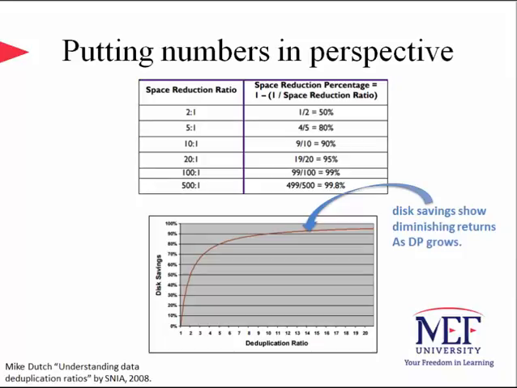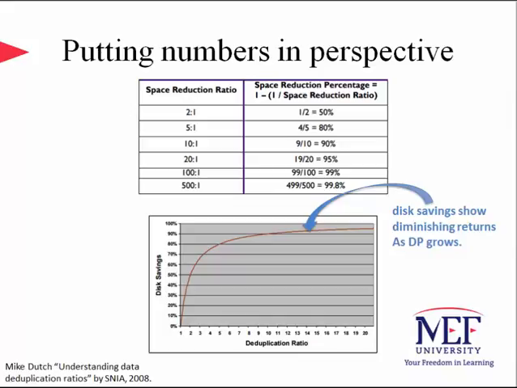So let us put some numbers in perspective to understand what these numbers mean. Here's a table: the left column shows the deduplication ratio, and the right column calculates the space reduction percentage, in other words, the percentage of space saving. This space saving can be calculated as 1 minus 1 over the space reduction ratio. That is to say, the percentage of space reduction is calculated as 100% less the inverse of the space reduction ratio. It may not be immediately apparent, but as shown in this table, relatively low space reduction ratios indicate significant space savings. We also plot the disk savings versus deduplication ratio in the figure below.